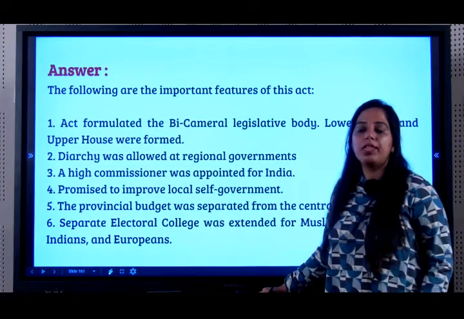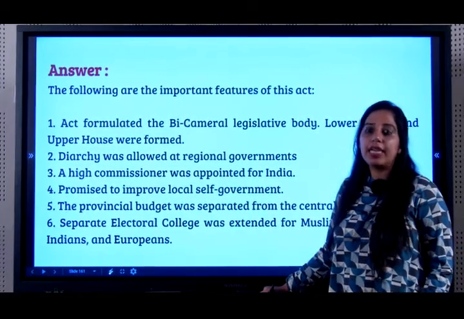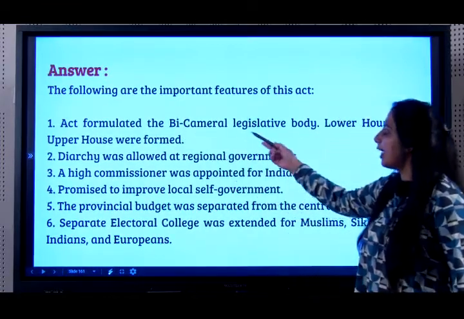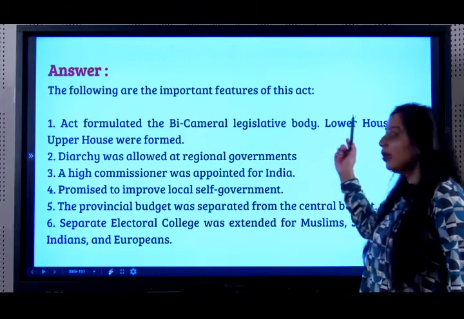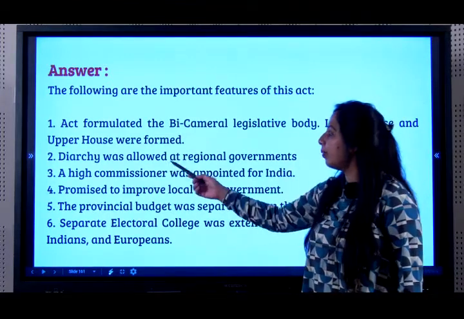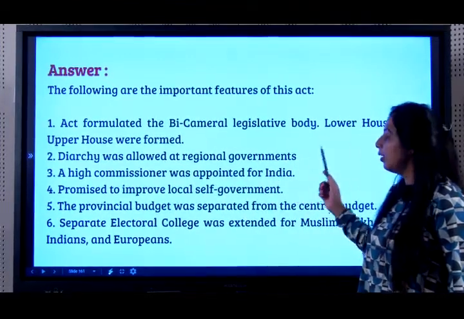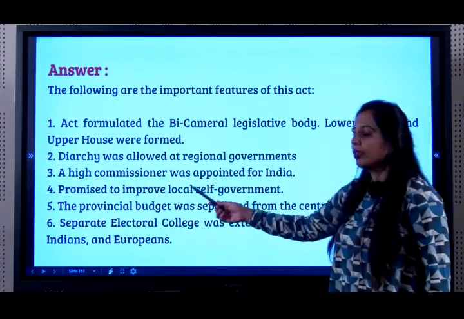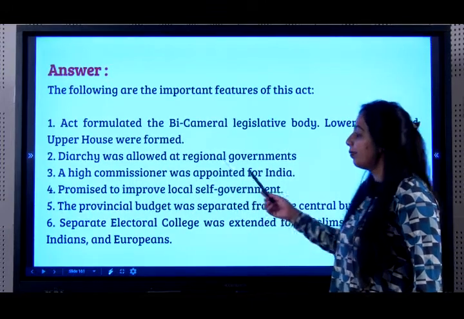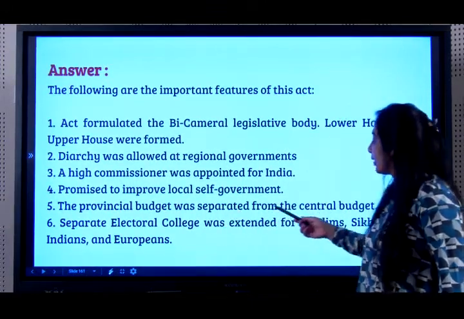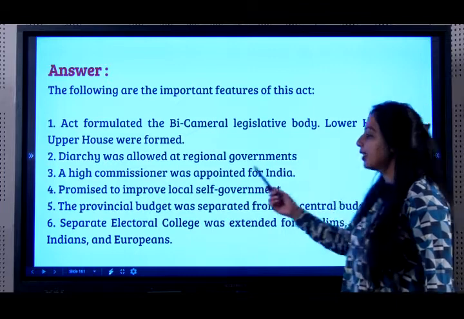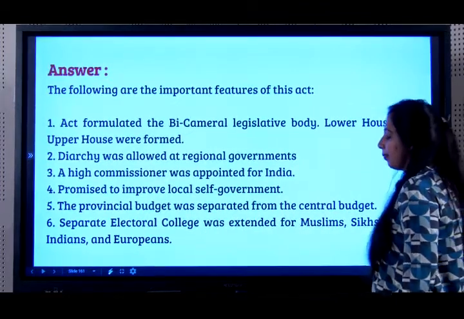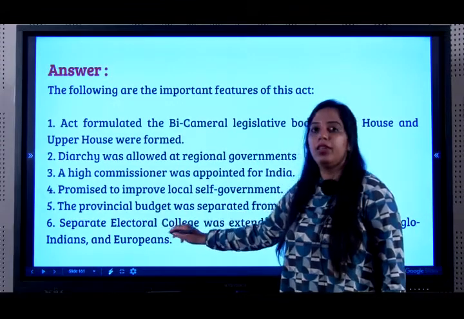Question, then, bring out the important features of Government of India Act 1919. They are, this act formulated the Bi-Cameral legislative body. There was a lower house and an upper house that was formed. Diarchy was allowed at regional governments. A High Commissioner was appointed for India. They promised to improve local self-government. The provincial budget was separated from the central budget and separate Electoral College was now extended for Muslims, Sikhs, Anglo-Indians and the Europeans.